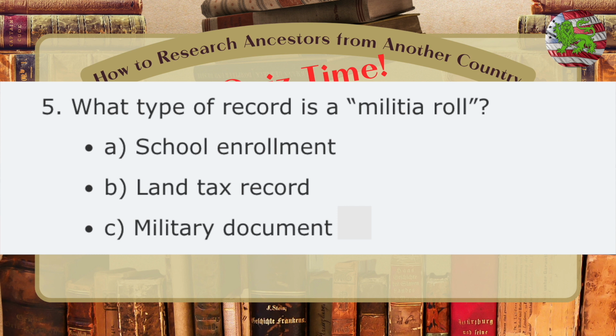Number 5 out of 5. Last question. Let's get to this. What type of record is a militia roll? Everybody should get this, okay? A, a school enrollment, B, a land tax record, or C, a military document. Okay, a militia roll is obviously a military document.